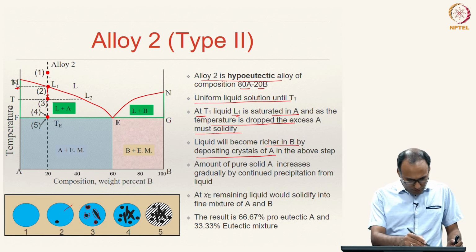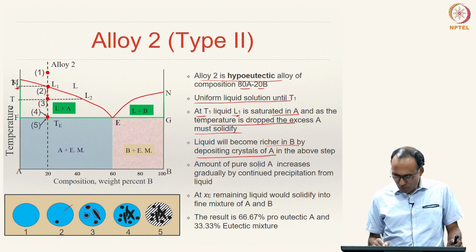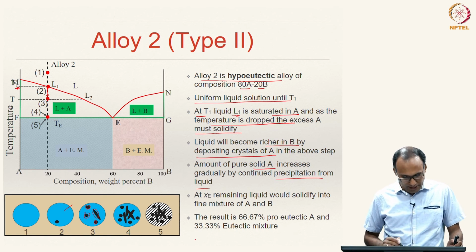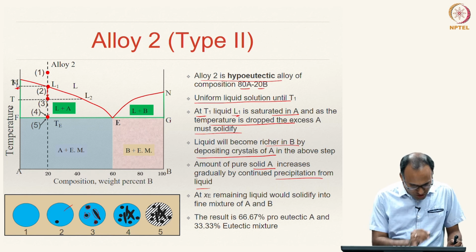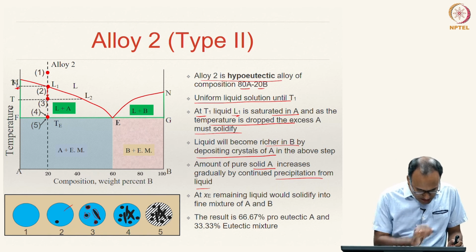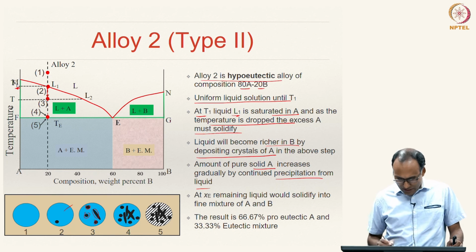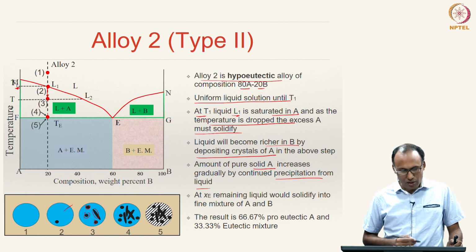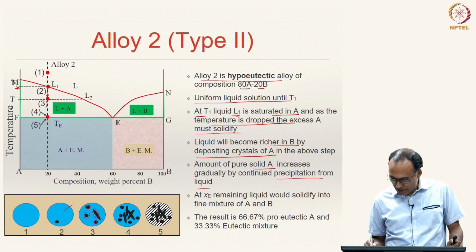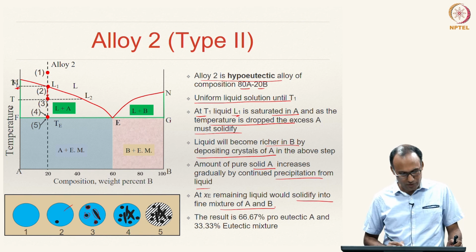And as you are going from 1 to 4, the amount of pure solid A increases gradually by continued precipitation of solid A from liquid. At XE, that means at this position, the remaining liquid would have reached the eutectic composition, and that would go through a eutectic reaction and then solidify into a mixture of A and B.